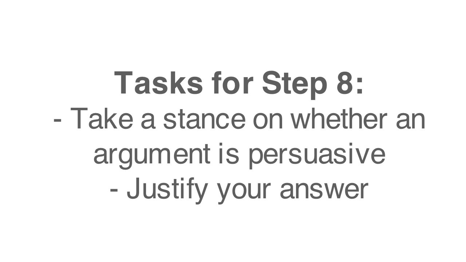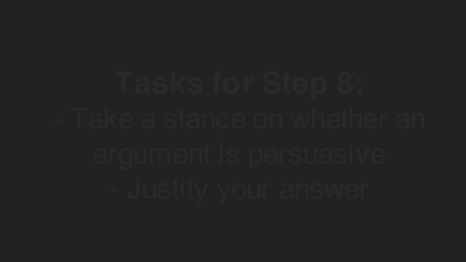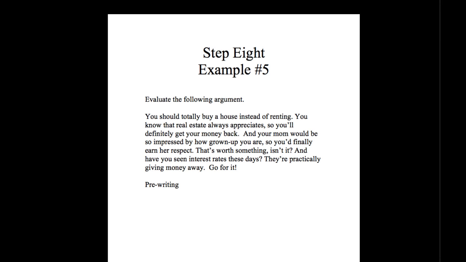Okay, so here we are working on step 8 with example number 5. Evaluate the argument in natural language without jargon, taking a stance on the quality of the argument and then backing that stance up, trying to persuade my reader that my evaluation of the argument is accurate. And I always start with some pre-writing. Some of these points make sense.